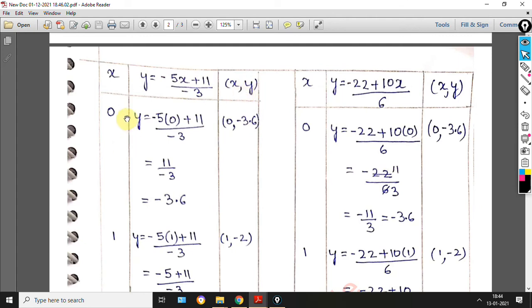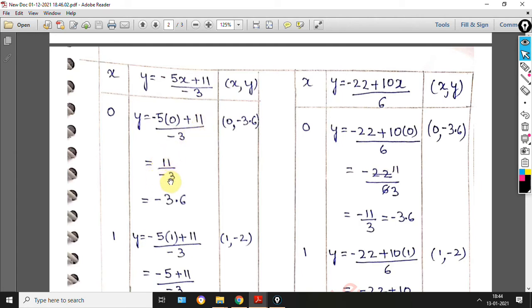Next, we are assuming x as 0. You can take any value; I am taking the x value as 0. So what will y become? y equals minus 5, in place of x we put 0, plus 11, divided by minus 3. Minus 5 into 0, 5 zeros are 0. 0 plus 11, how much will we get? 11 only. So we write 11 divided by minus 3.